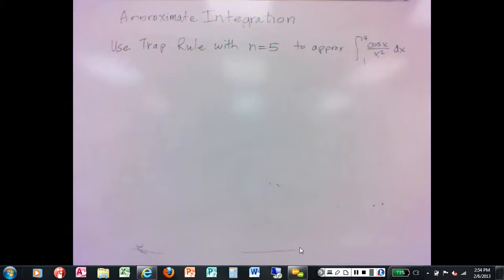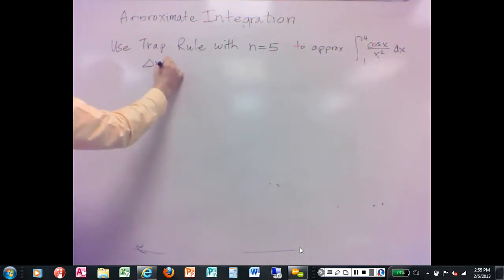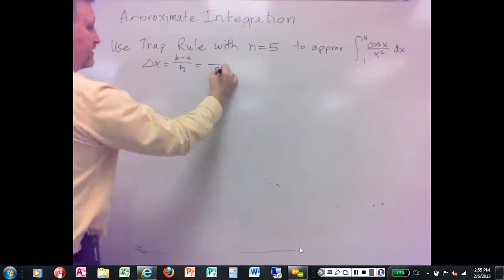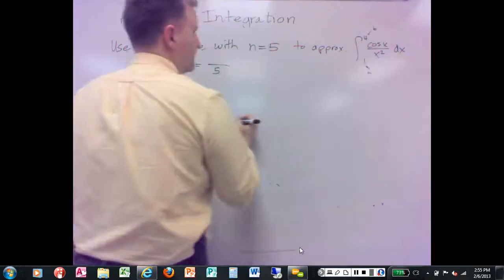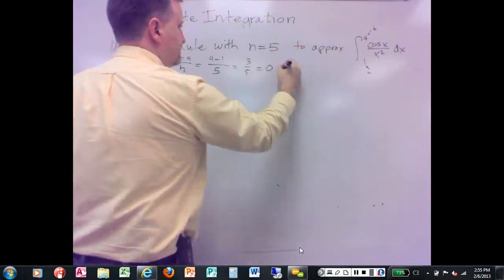Trapezoidal rule. What would be the first step? Everything hinges on delta x, doesn't it? All the x sub 1s, x sub 2s, and all that hinge on delta x. So delta x is b minus a over n. What's b and a and n? N is 5, obviously. A and b are just your endpoints. So it's 4 minus 1 over 5, so that's 3 over 5. Let's call that 0.6.